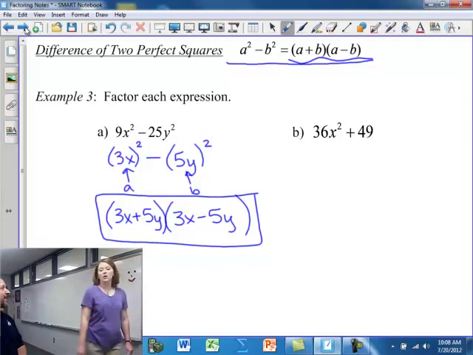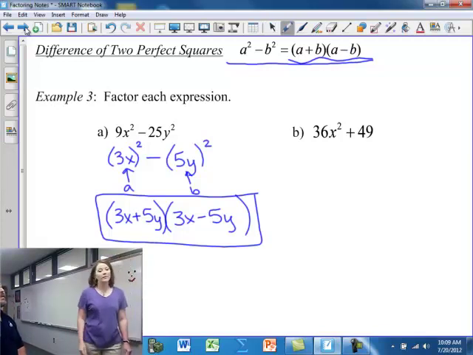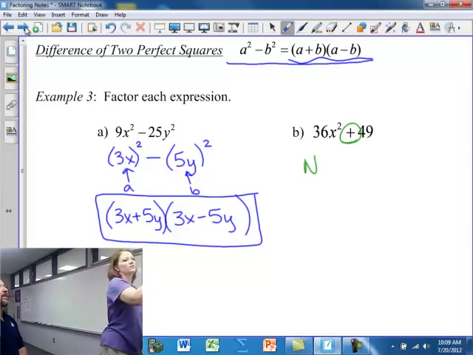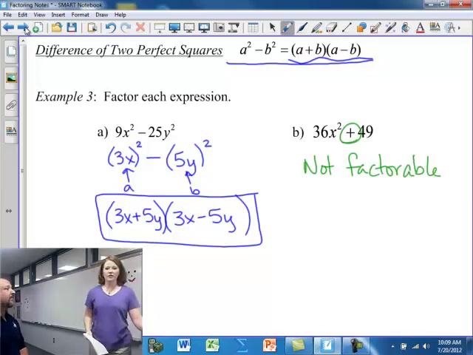So the next one works out just like that, right? It's going to be 6x plus 7 and 6x minus 7. Well, you would think so, except this is called the difference of squares. The pattern only works if you have exactly a perfect square minus a perfect square. So can we do anything with the plus sign? We can't do anything with this at all, so this is not factorable. Oh well, that made it easy if we recognize it. Otherwise, we beat our head against the wall. a squared minus b squared.